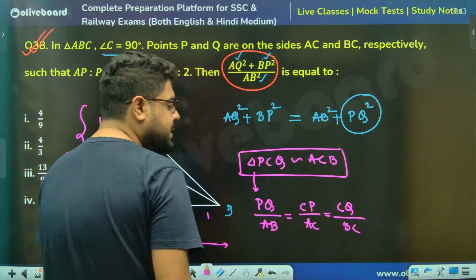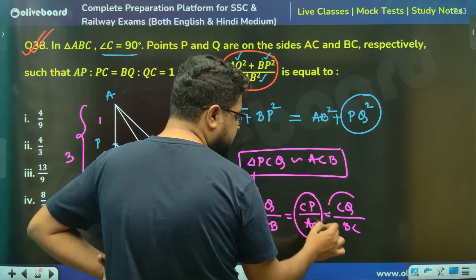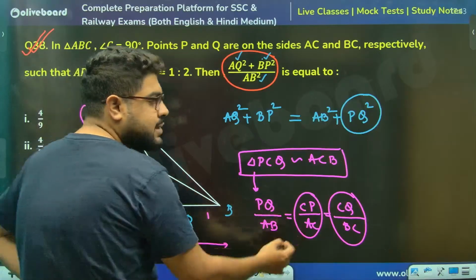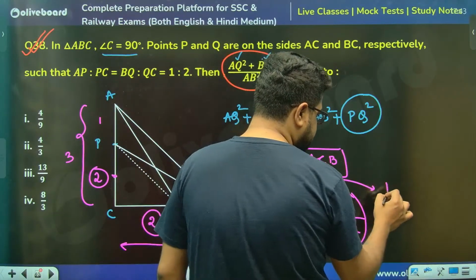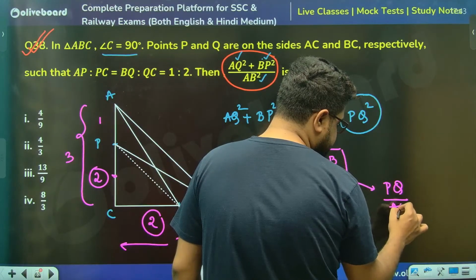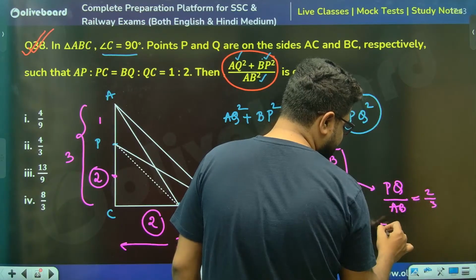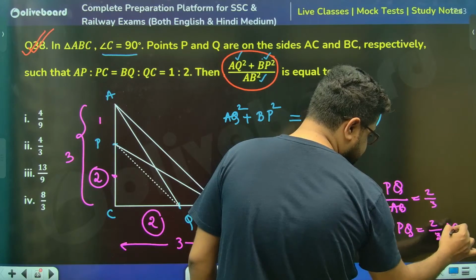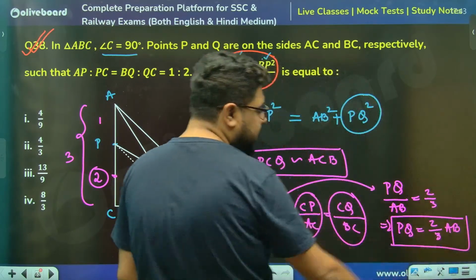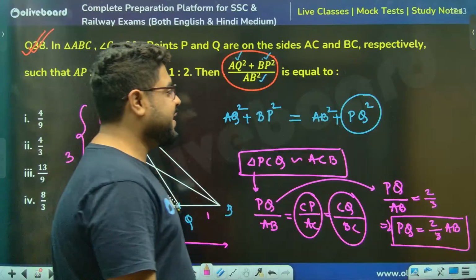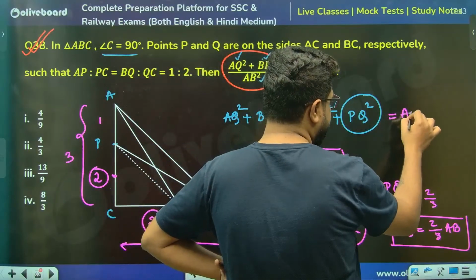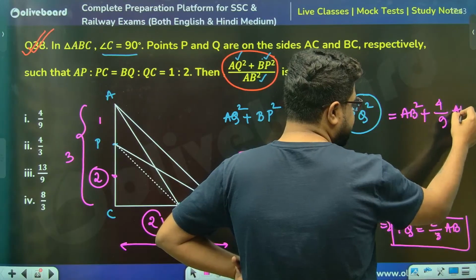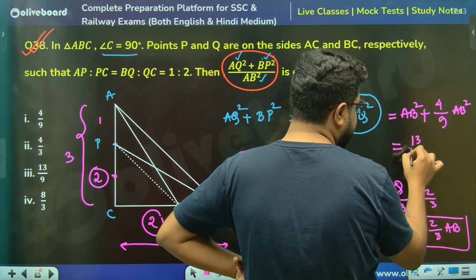Anything works. Now we all know these values. CP is 2, the whole thing AC is 3. So I can write PQ by AB is equal to 2 by 3, or PQ is equal to 2/3 of AB. Now if you put it there, PQ is 2/3, so the square will be 4 by 9 of AB square. So that means 13 by 9 AB square.